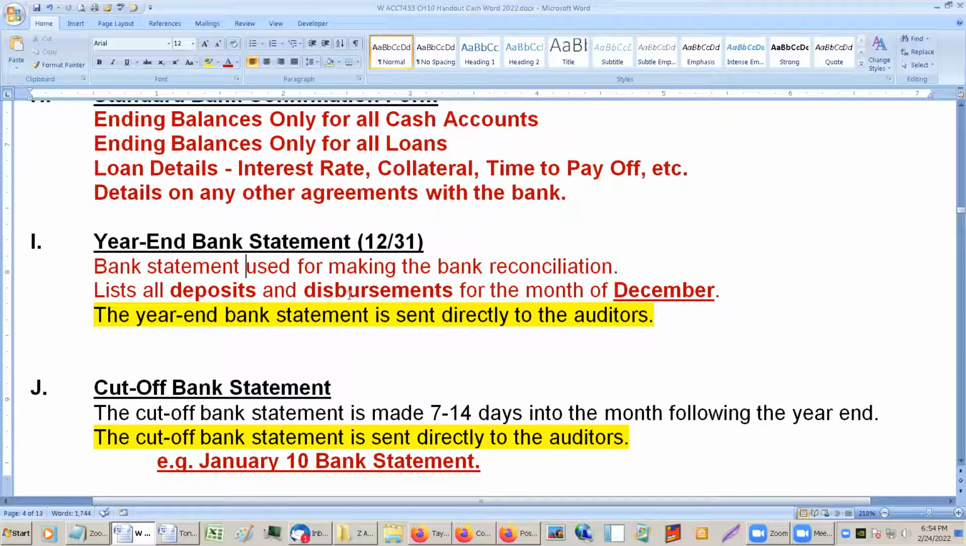So the two bank statements you get at the end of the year, one's the year end, and then one will be the cutoff, and the auditors will get both of those.